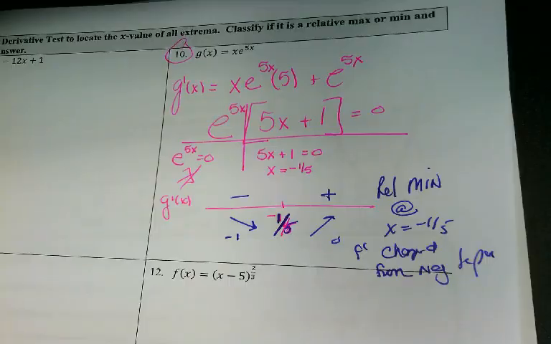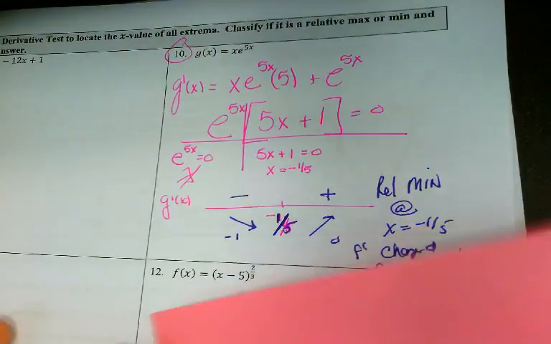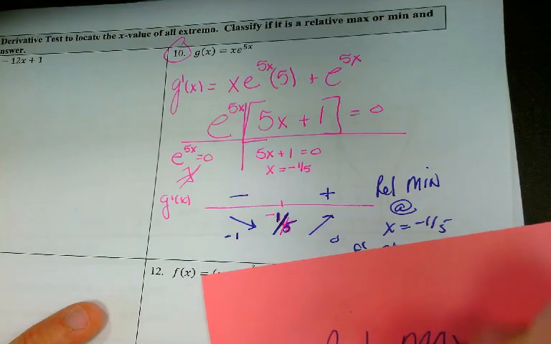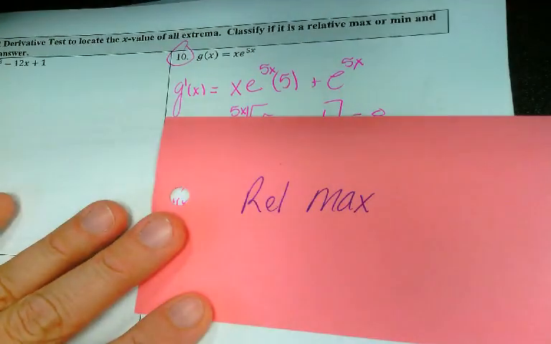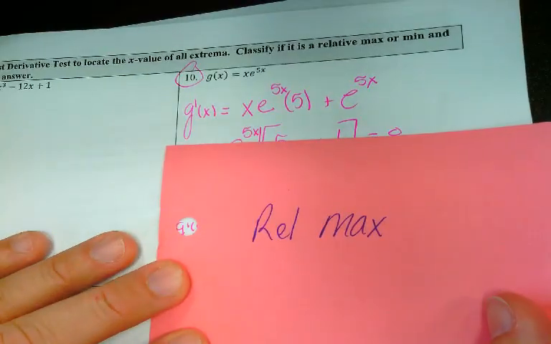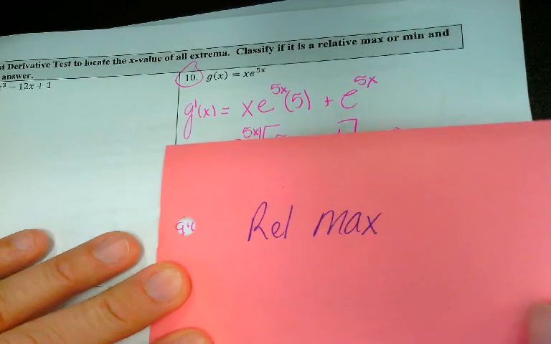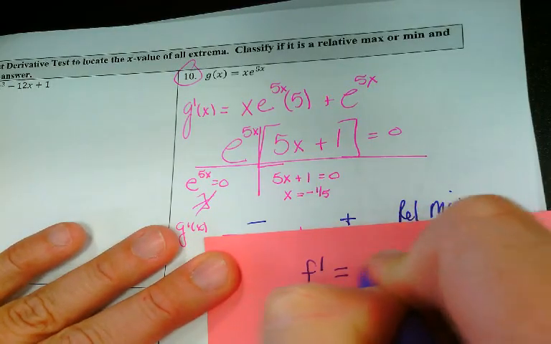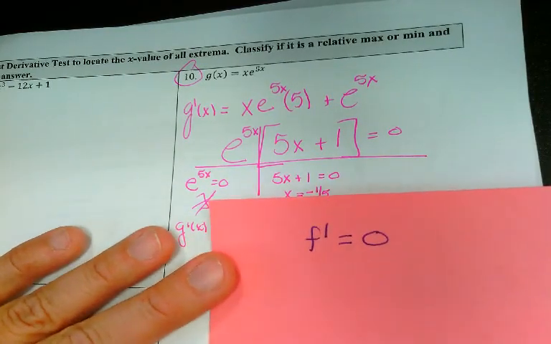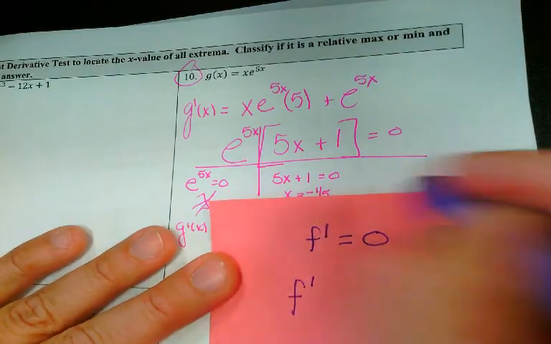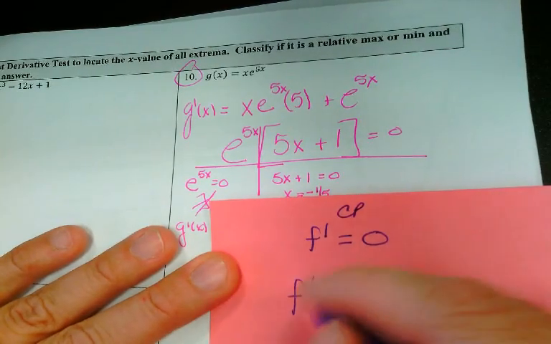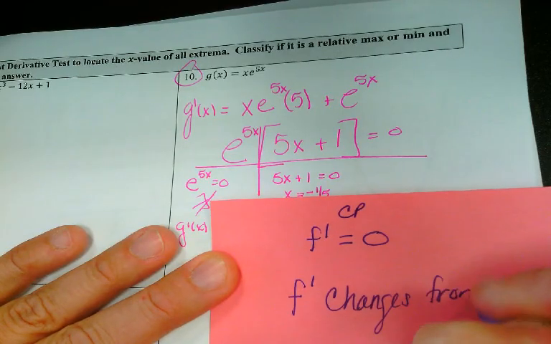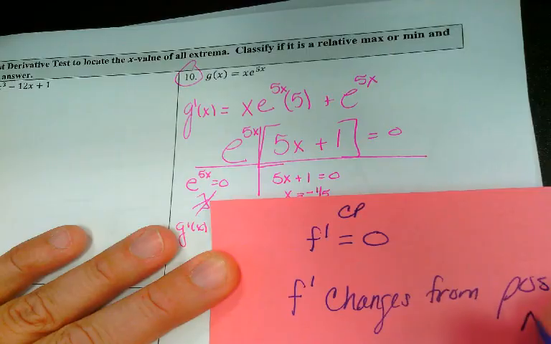All right, grab the 2 cards. Okay. And let's put a relative max on one card. So to be a relative max, don't forget first the derivative must equal 0, or doesn't exist. It must be a critical point. Maybe I'll just put CP for critical point. And F prime changes from positive to negative.